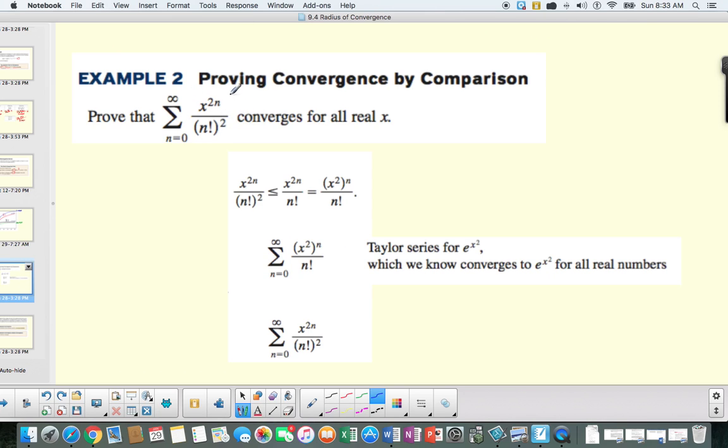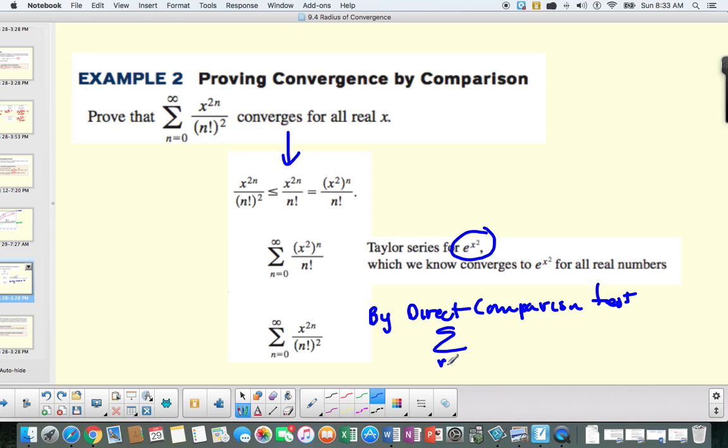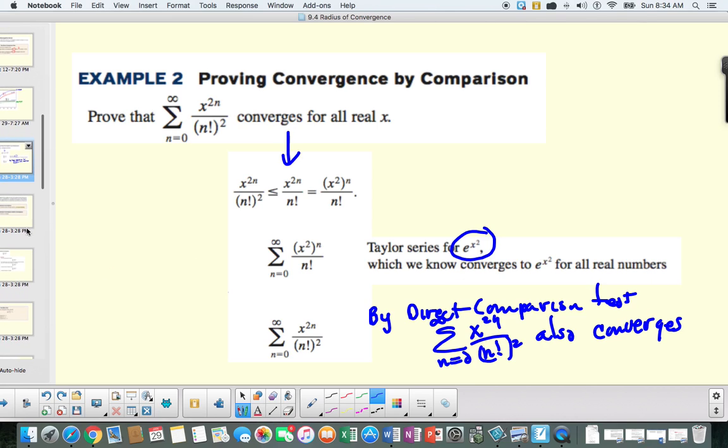So here is a series that we don't know, and we're going to compare it to this. Now I know that's the hard part, is what do you compare to? And so we're comparing to something we know. And where have we seen this? Well, it's the Taylor series for e to the x squared. And we know that converges. And this is less than something that converges. So we can say that by the direct comparison test, the unknown series also converges. As long as you can show that it lies underneath the convergent series, you're good.